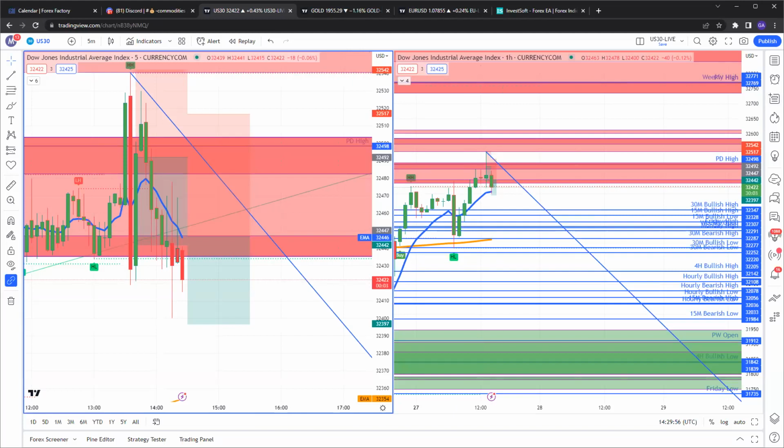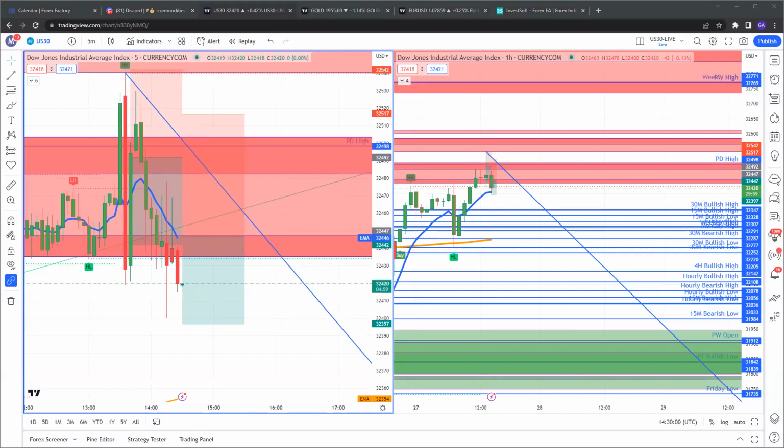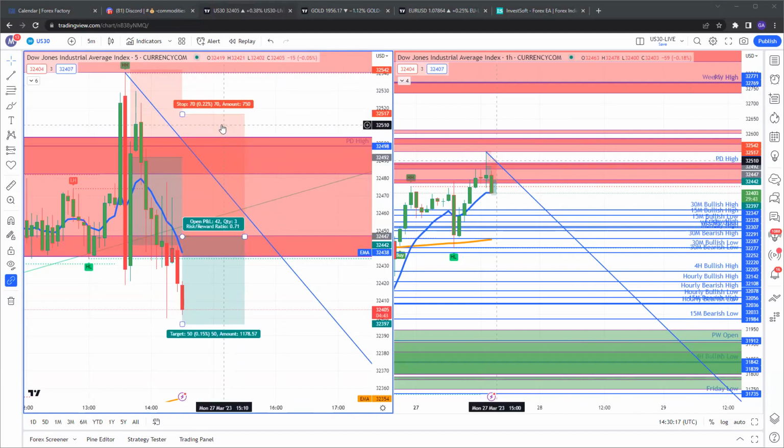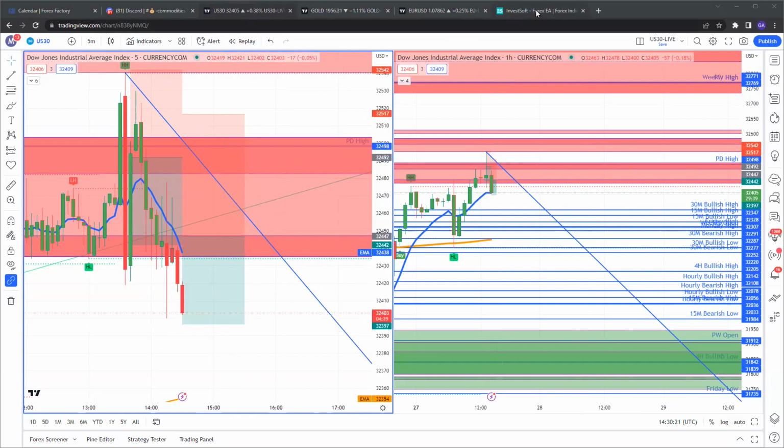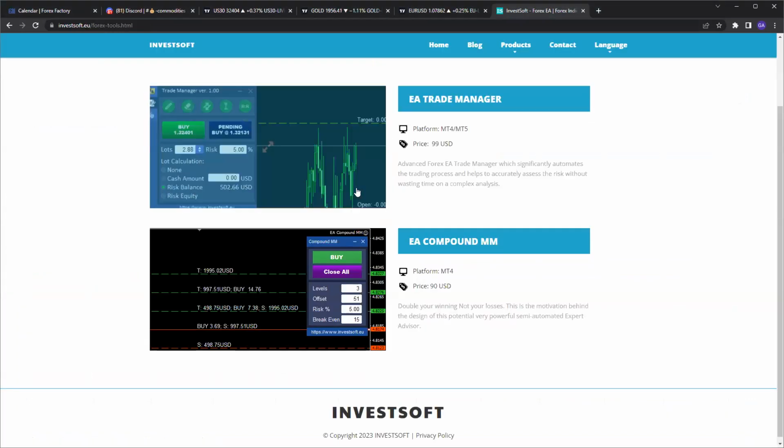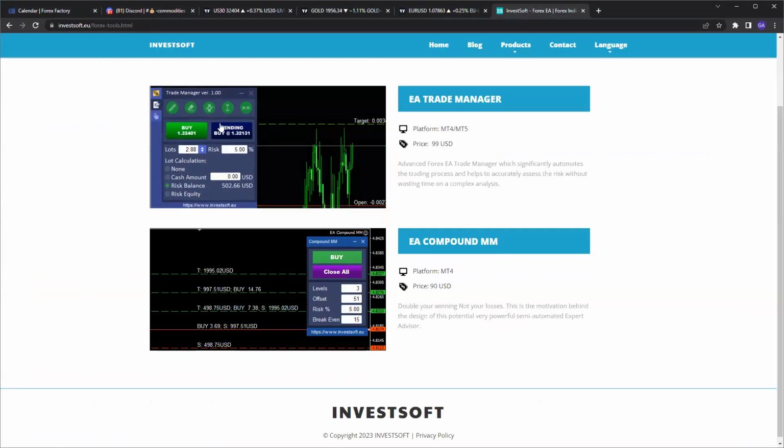So for me, stop loss will be 80 pips. Risk is 0.5%. Does it automatically give the order, buy or sell? I'm sorry, from TradingView, can you directly issue orders to MT4 using this tool? No, because I'm entering on my MT4. So this is more of an EA, so you install it on your MT4 chart.